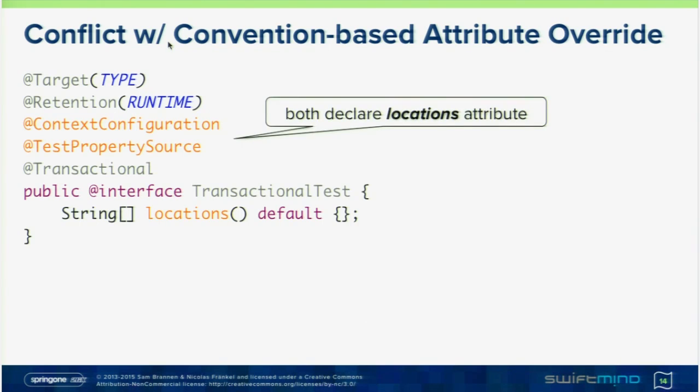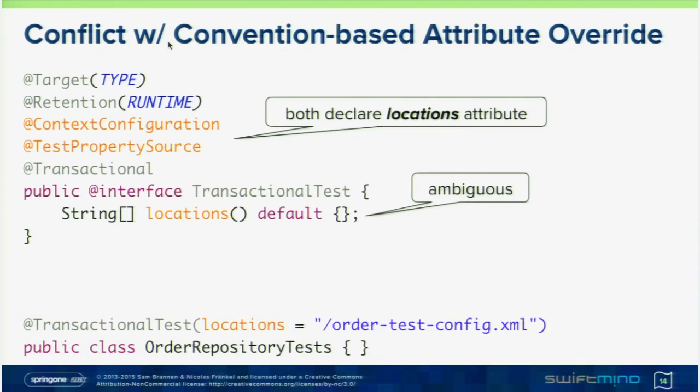So, thing to note about these is they both declare an attribute named locations of the same type, a string array. So then, when we have our custom annotation here, @TransactionalTest with locations, it's now ambiguous. Which one are we talking about, or which one should be overridden? So if we use our @TransactionalTest annotation on our own test class, like we have here in the bottom, then Spring's not going to know which one to override.